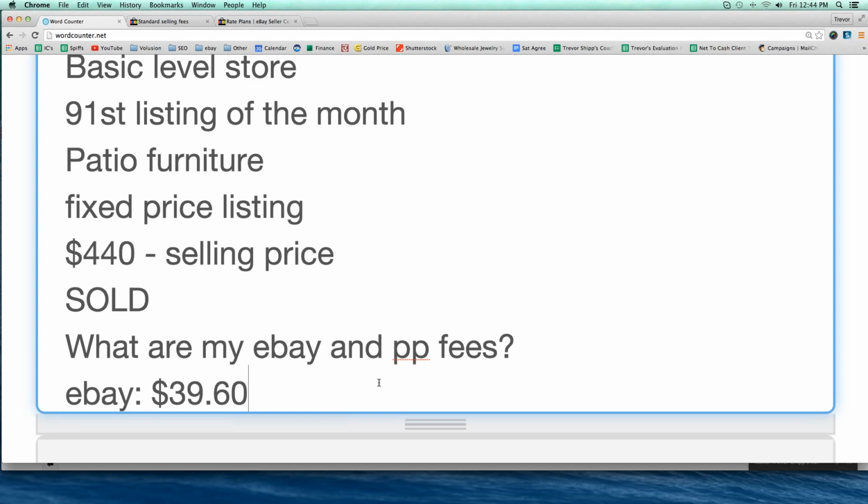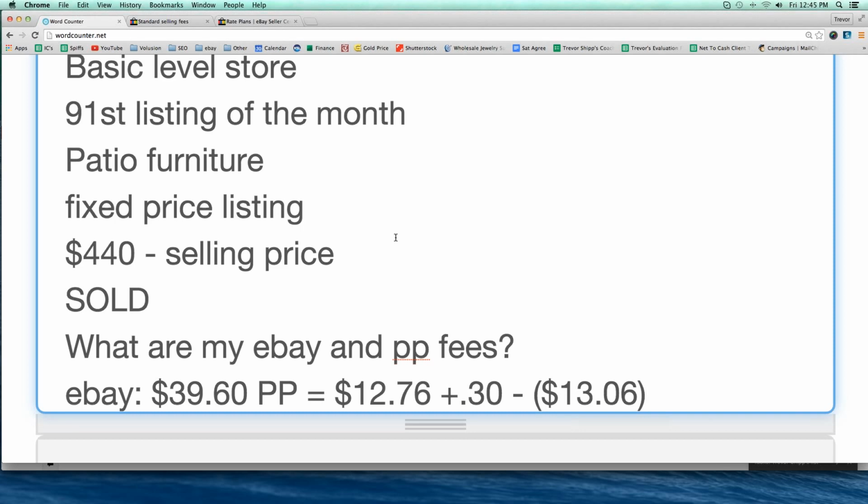All right, but PayPal is the same, isn't it? So 440 times 0.029, that's $12.76, plus 0.30 for the transaction fee. So what's that? $13.06. That's your total right there. $13.06, right? Okay. You guys pretty clear on that?